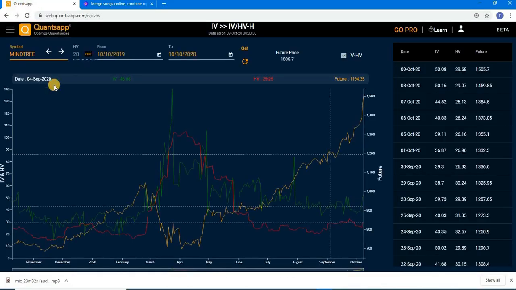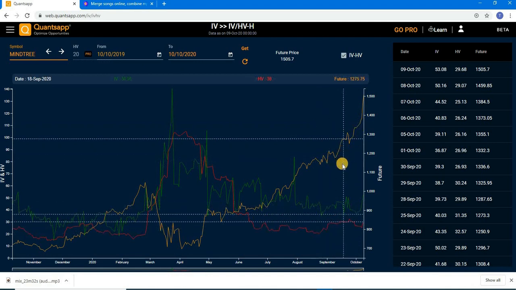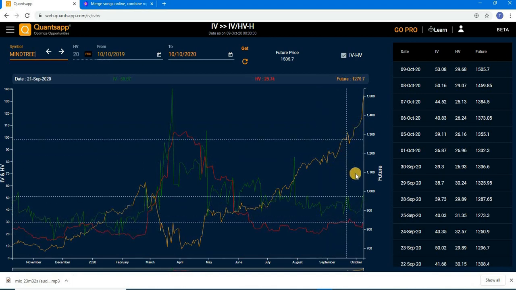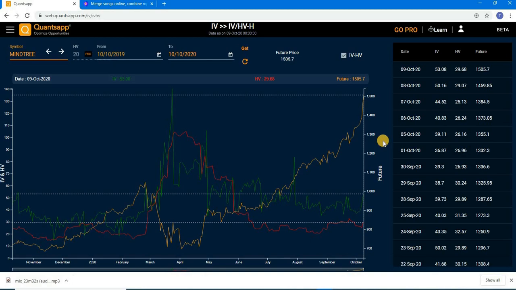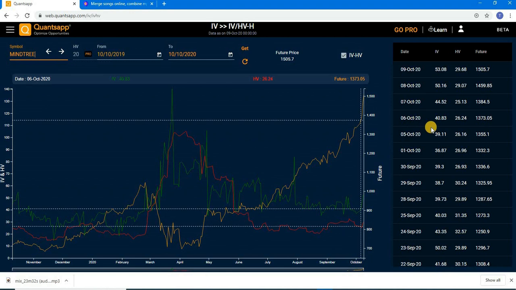This is Concept. Here you can see data like the IV, HV comparison. So which date are we referring to? On 6th of October, we are getting these kinds of figures, with a change of about 9.4%, which is equivalent to 10%. If we check on 6th of October, IV was 48.83, HV was 26.24, which means IV was way higher than HV.